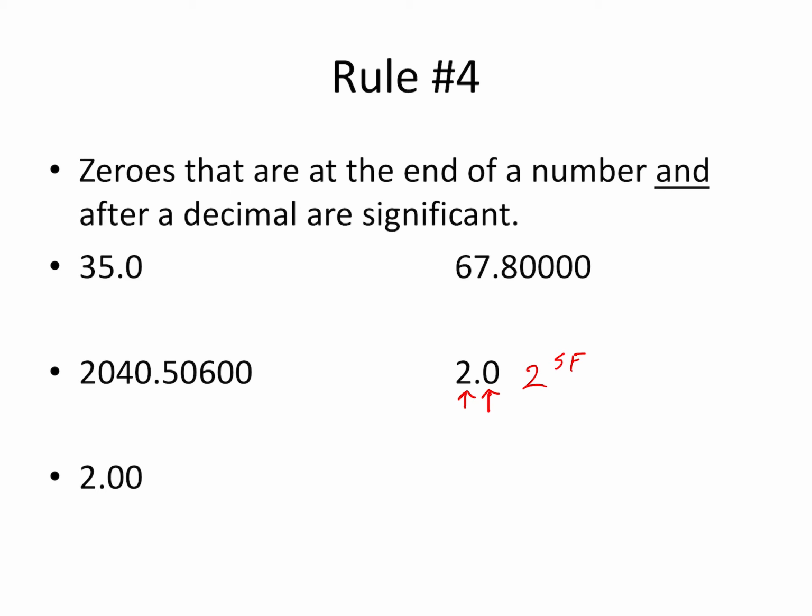Now the last number here is 2.00. The 2 is automatic. The 0 in the middle, I don't have a rule that talks about zeros in the middle yet because I don't know if the last digit is significant.